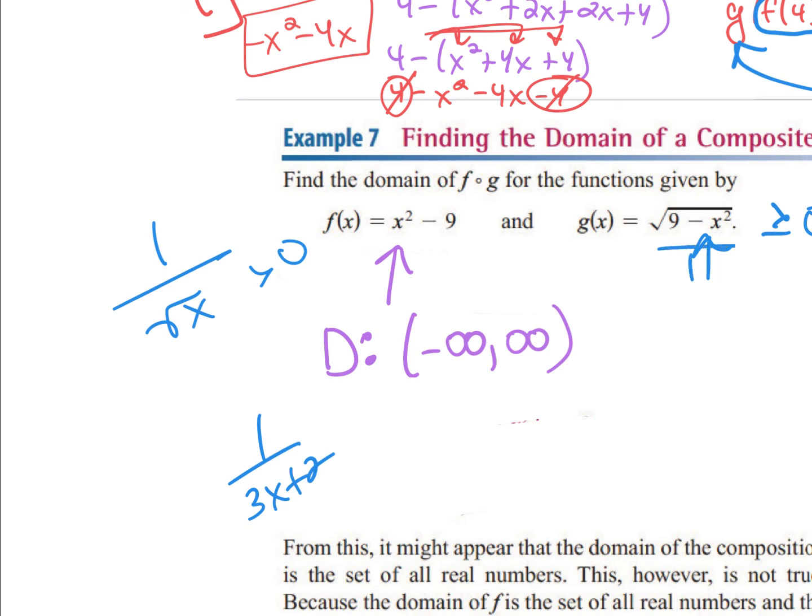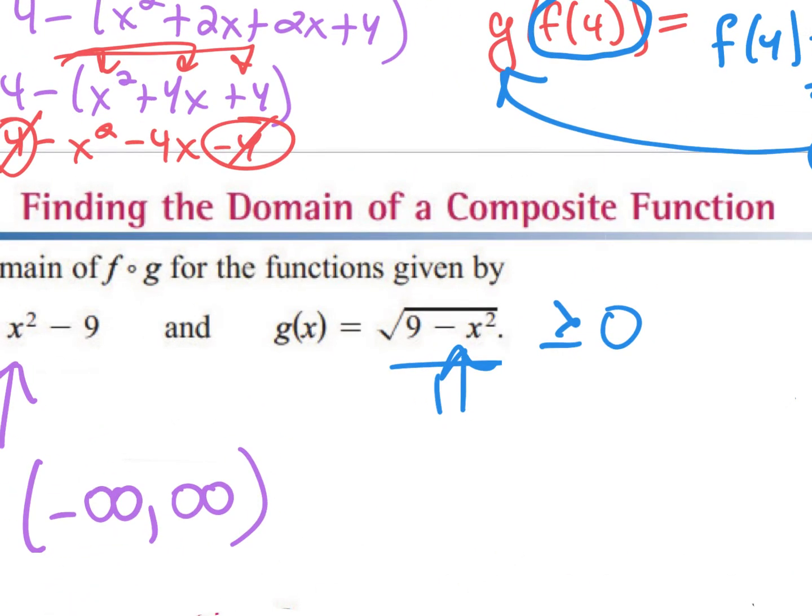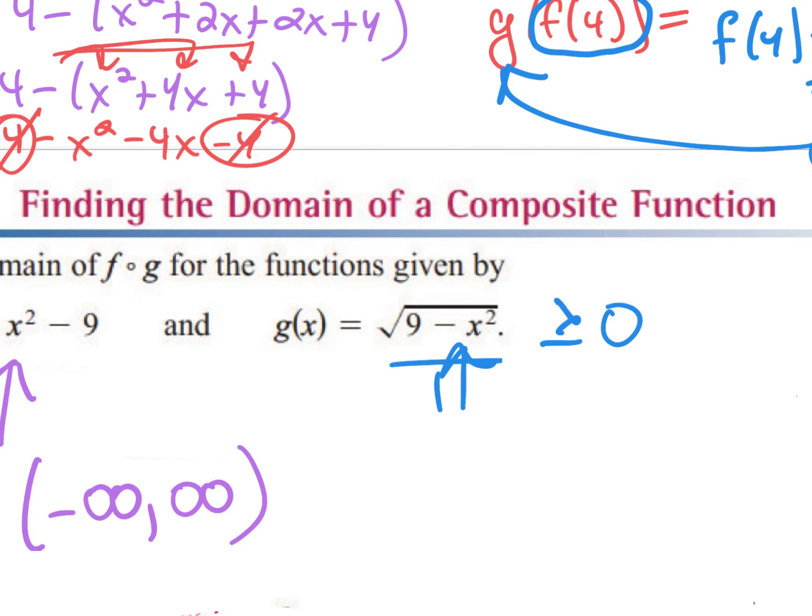So now if we solve this, this isn't going to tell us the exact answer, but it's going to give us some things that we can think about. How would I solve this? The square root of 9 minus x squared greater than or equal to 0. What would I do to both sides? Square both sides, okay. So I have 9 minus x squared is greater than or equal to 0.